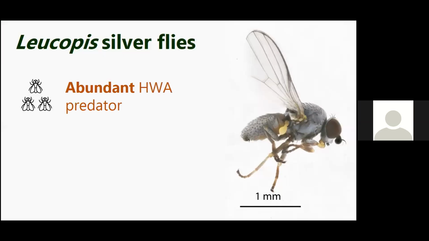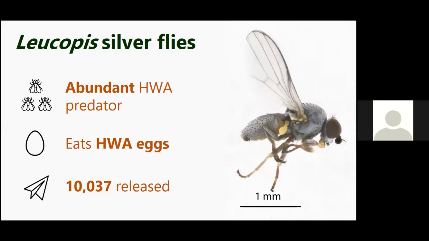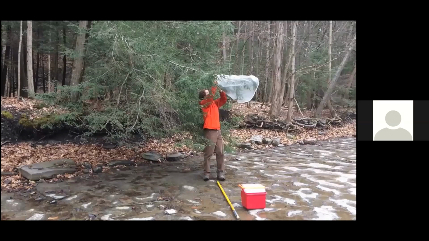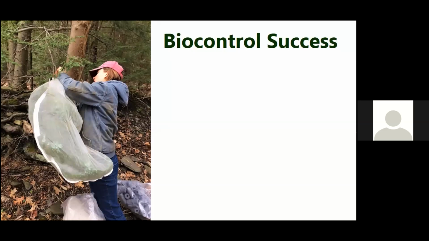And the flies aren't much bigger. They're around the same size, a little over 1 millimeter long. So if the adult HWA are about 1 millimeter, the flies are only slightly bigger. And I actually have another photo coming up. There will be a photo of the fly larvae, and you'll be able to see the larvae with HWA eggs and see the size difference there.